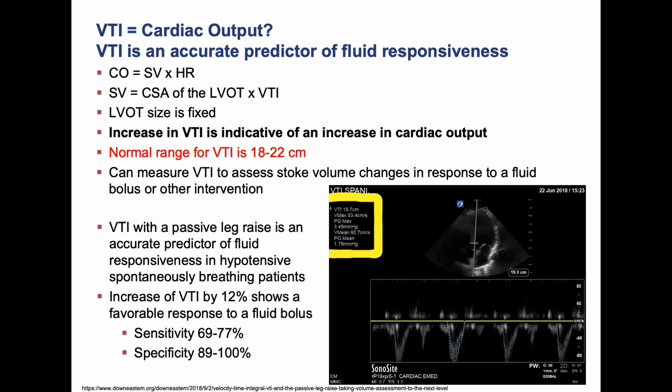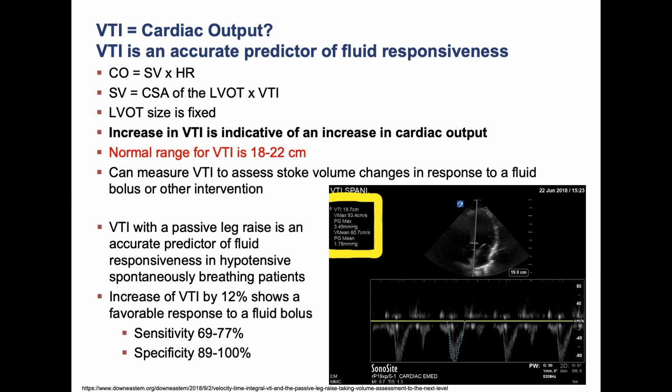So then another thing we could say is, this is looking at VTI as an accurate predictor of fluid responsiveness. So this is a study where they used VTI with a passive leg raise and showed that it was an accurate predictor of fluid responsiveness. So you did have an increase of VTI by 12%. This showed a favorable response to a fluid bolus. So this had a good sensitivity and specificity. So again, this is just showing an apical 5 chamber. You put that pulse wave Doppler, you get that scooped out waveform that you're going to trace and get a VTI. And again, that change in VTI with a passive leg raise correlated very well.